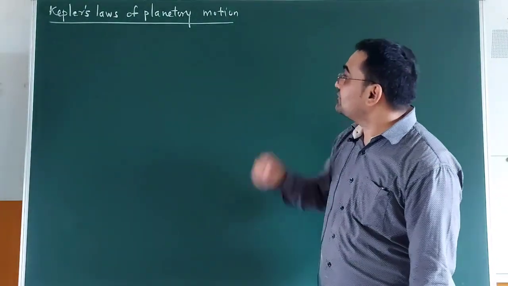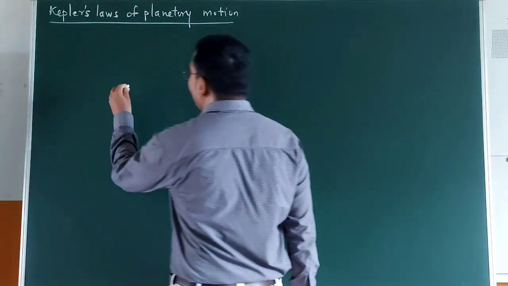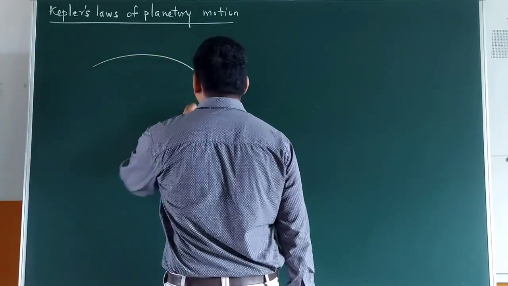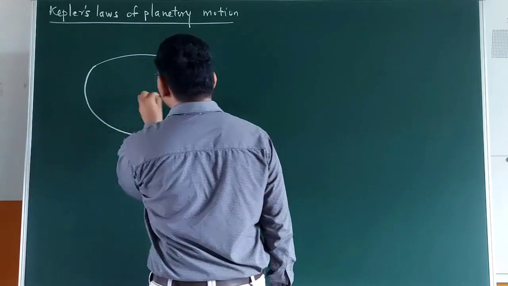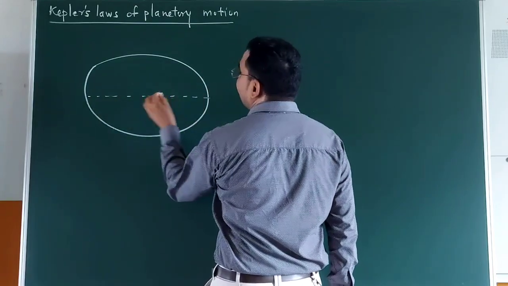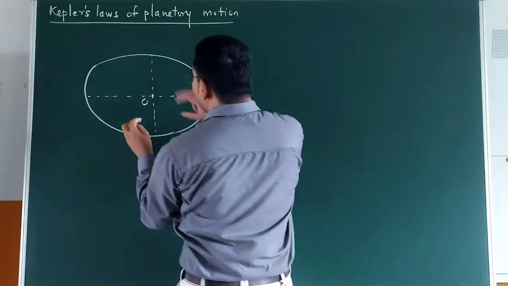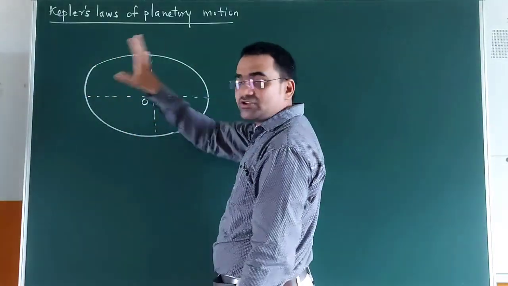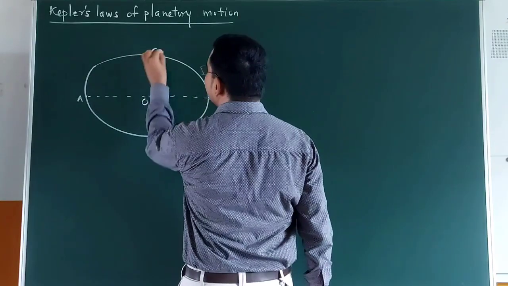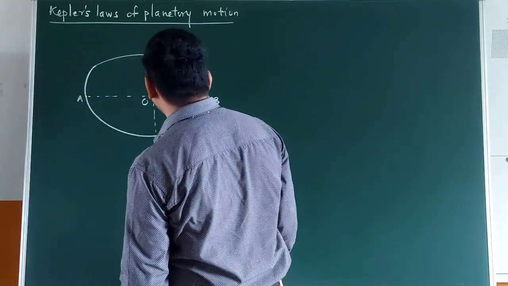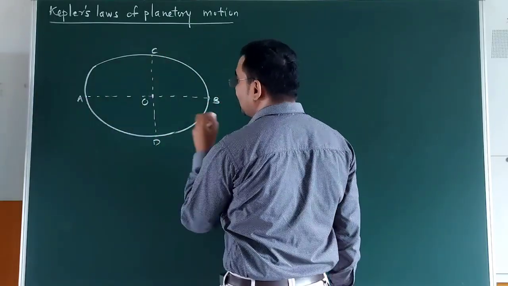Here Sir Johannes Kepler studied the motion of planets in detail and gave us three laws. Before that, you should be familiar with a geometrical diagram. We call it an ellipse. An oval-shaped diagram is called an ellipse. Unlike a circle, it does not have a proper center because its diameters in two directions are different. So if I say this is AB and this is CD, then you can see AB is greater than CD. So AB is called the major axis, CD is called the minor axis.